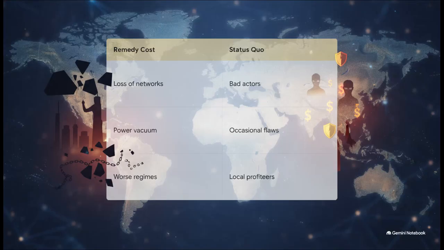And when we compare the cost of this proposed remedy against the status quo, the author reveals a massive asymmetry. Sure, the status quo means tolerating occasional bad actors and localized profiteering. It's definitely not perfect. But look at the cost of the remedy. It doesn't magically eliminate global corruption. Instead, it dissolves vital intelligence sharing networks and creates a highly volatile power vacuum. And according to the text, that vacuum is almost always filled by regimes with far worse records on human rights. So the analysis concludes that the remedy is actually far more destructive than the disease.